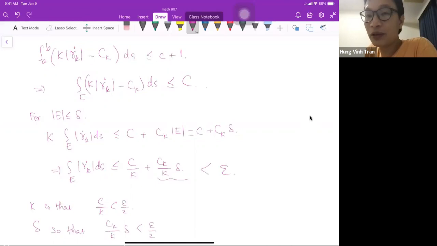Okay, so it's really beautiful. And we are using strongly the superlinearity here.